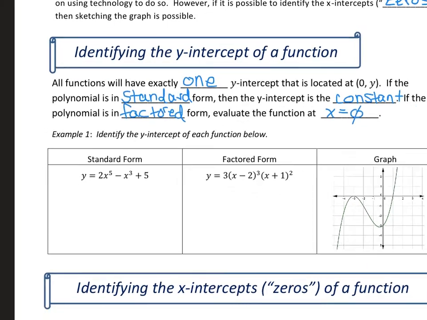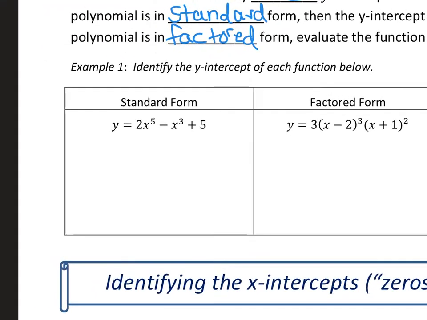So zooming in here on an example in standard form, we would always evaluate at x equals 0 to see what our resulting y-intercept will be. And you'll notice right away that any term that has an x in it is going to reduce to 0. And so the constant is going to be our y-intercept.